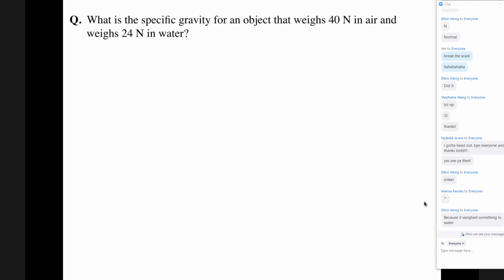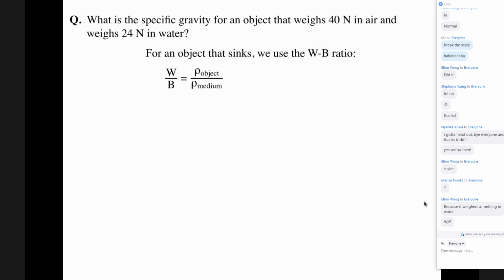So that means I need to set up the relationship where weight over buoyant force ratio equals relative density. So for an object that sinks, I'm going to start with this relationship. The weight over buoyant force equals density of the object over density of the medium. Luckily, it's asking for specific gravity. So that is just specific gravity. So I just need to get weight and buoyant force. So what is the weight?